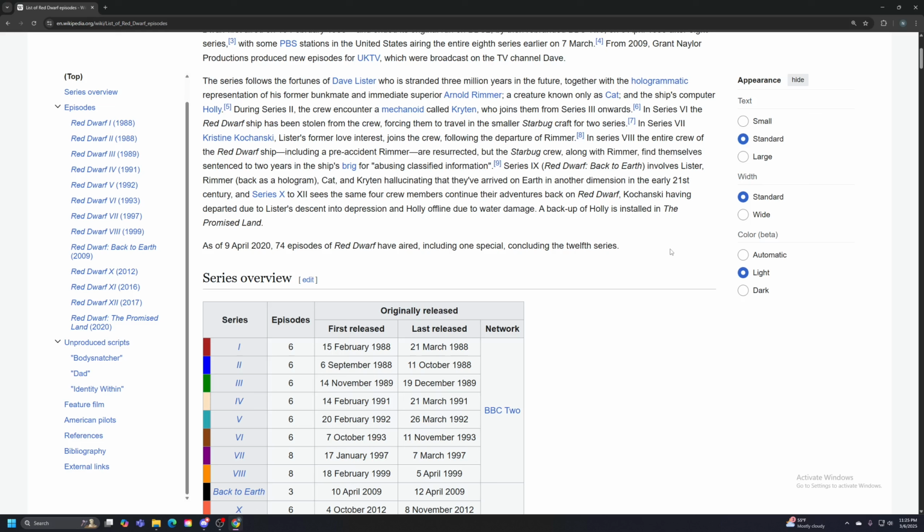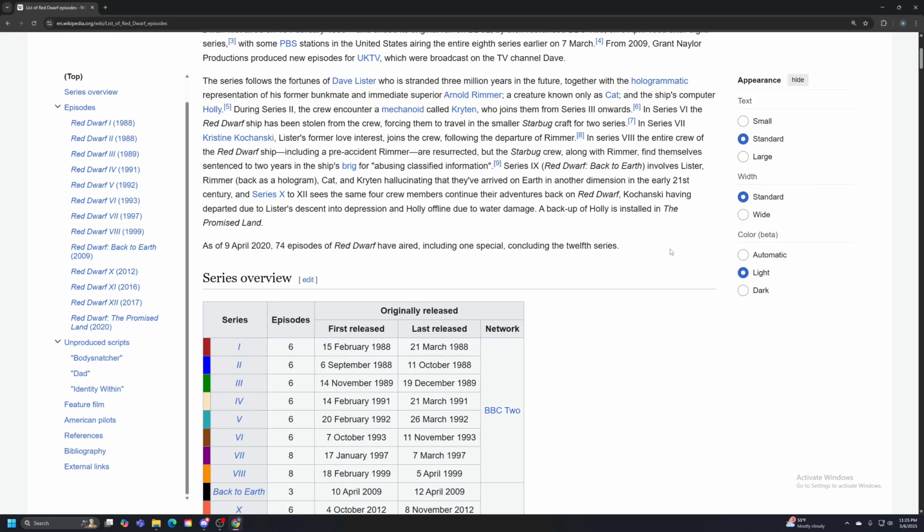In Series 7, Christine Kochanski, Lister's former love interest, joins the crew, following the departure of Rimmer. In Series 8, the entire crew of the Red Dwarf ship, including a pre-accident Rimmer, are resurrected, but the Starbug crew, along with Rimmer, find themselves sentenced to 2 years in the ship's brig for abusing classified information. Series 9, Red Dwarf Back to Earth, involves Lister, Rimmer, back as a hologram, Cat, and Kryten, hallucinating that they've returned to Earth in another dimension in the early 21st century.